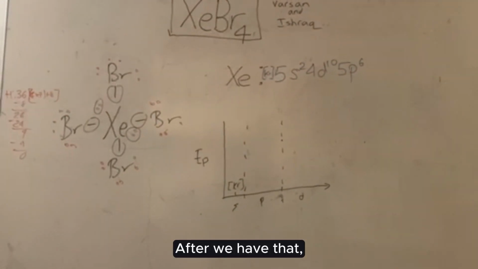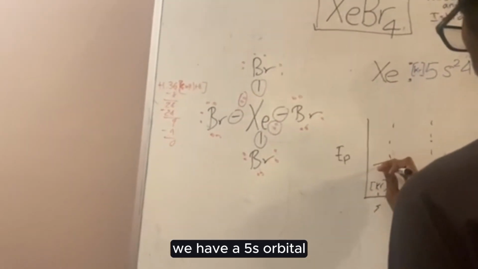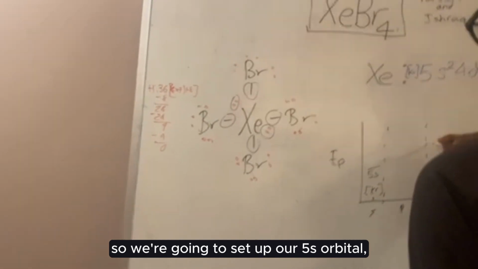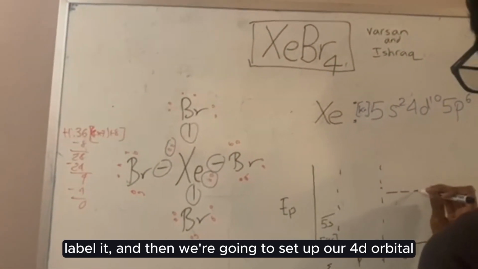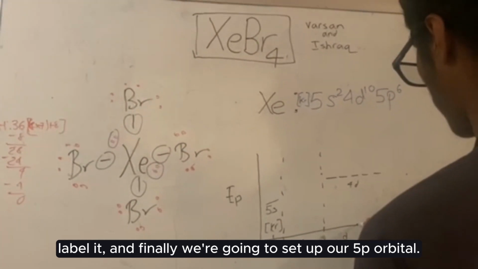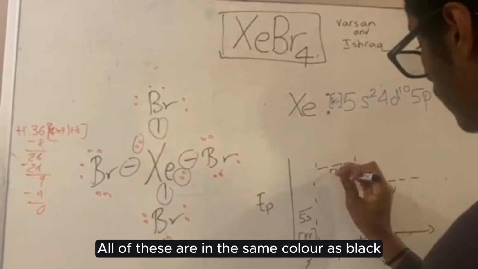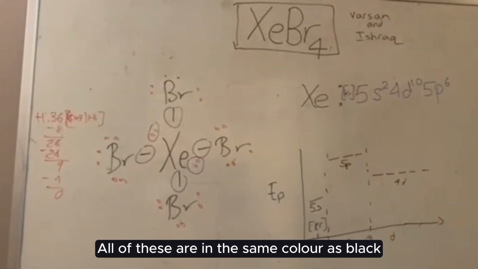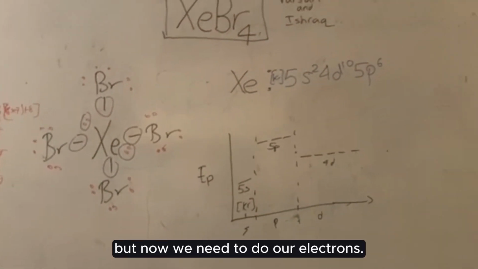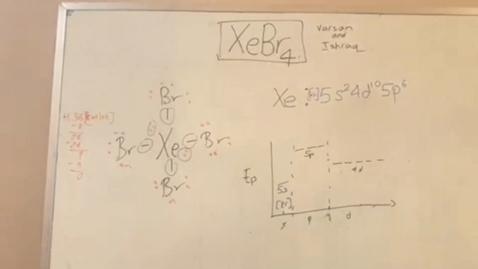After we have that, we're going to check it out. We have a 5s orbital. So we're going to set up our 5s orbital, label it, and then we're going to set up our 4d orbital, label it, and finally we're going to set up our 5p orbital. All of these are in black, but now we need to do our electrons. We're going to use a red color for our electrons to show it.